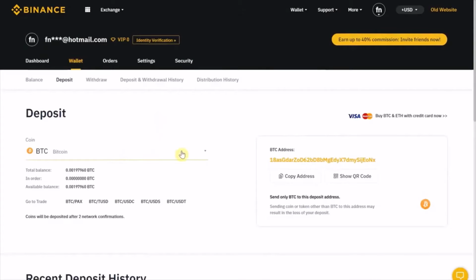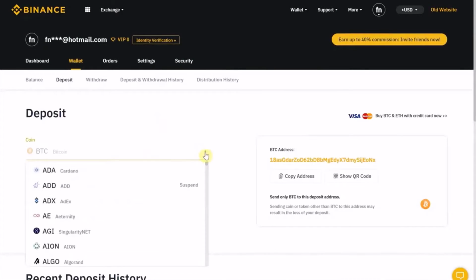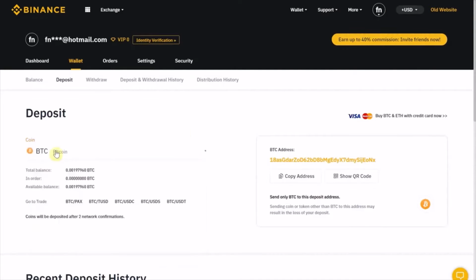So over here you have the coin selection. If I want to deposit Bitcoin, I would select BTC there, and it would tell me my BTC address on Binance. So let's say you have some coins on Coinbase. Let's say you have BTC on Coinbase. You would come here, you would select BTC, and it would show you the address that you needed to put on Coinbase, so you could transfer it here.